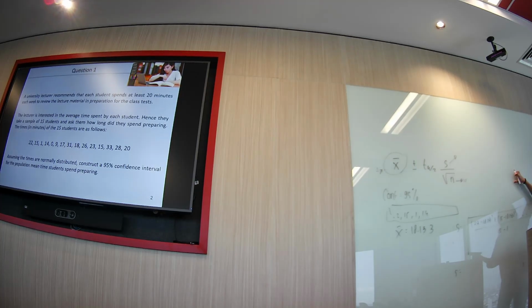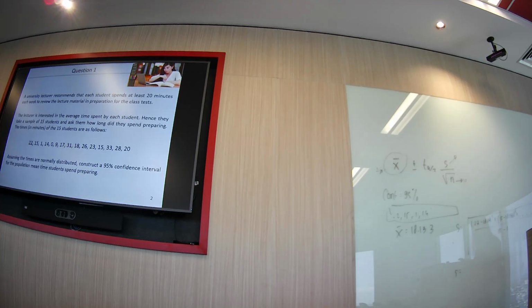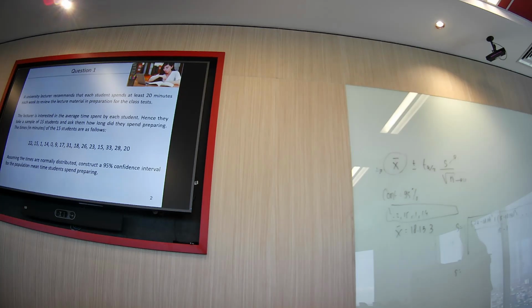What is alpha? In here the alpha is 0.05. It's based on the confidence interval. Okay, give the confidence interval first. Maybe you already found the S. The S is 9.75.